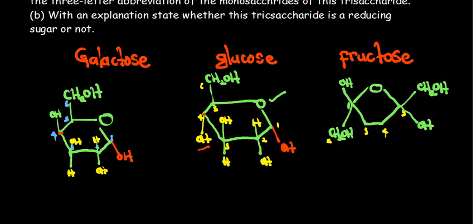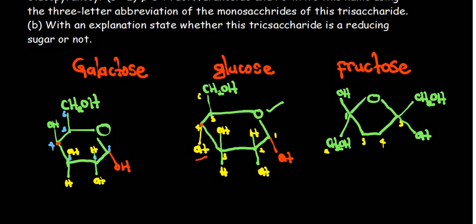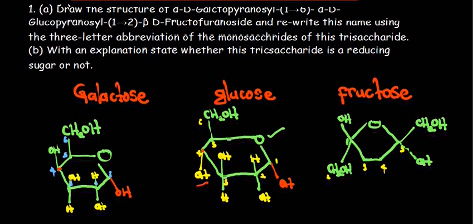So the first thing I've done here is just drawing the individual structures of the galactose, the glucose, and the fructose. We have it right there. So now let's get back to the question. What are they saying? We want to come up with one structure, because they're saying that we are drawing the structure of the alpha D galactopyranosyl 1,6. So we're saying there's a bond here, which is 1 to 6.